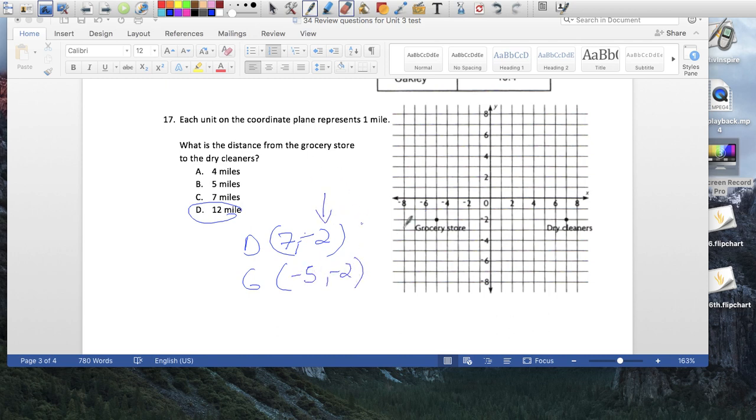Right? The y coordinates are the same, so we're going to take the absolute value of 7 and negative 5. The absolute value of 7 is 7. The absolute value of negative 5 is 5. And because they're in different quadrants, we're going to add, and we get 12. So this distance here is 7, this distance here is 5, and we add those two distances, and we get 12. And the correct answer is 17. Okay, so just be careful with that.